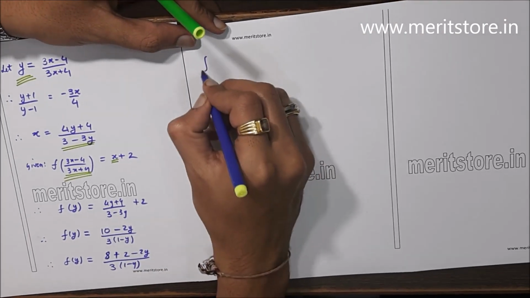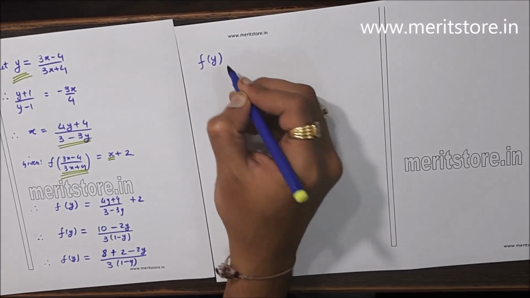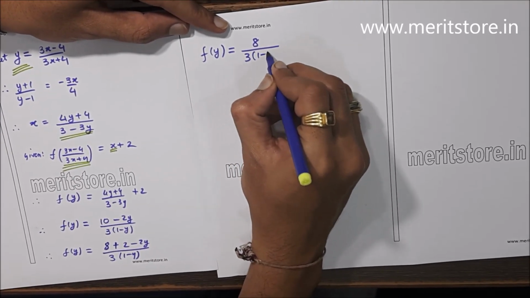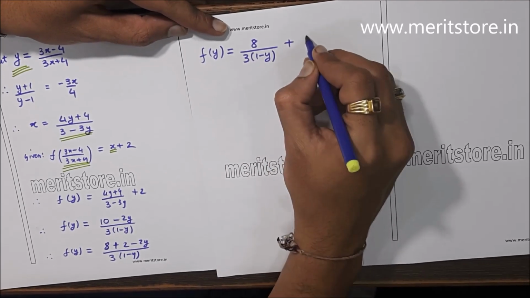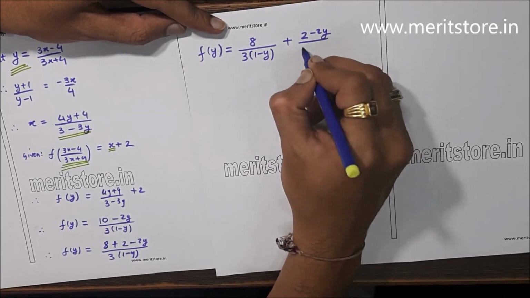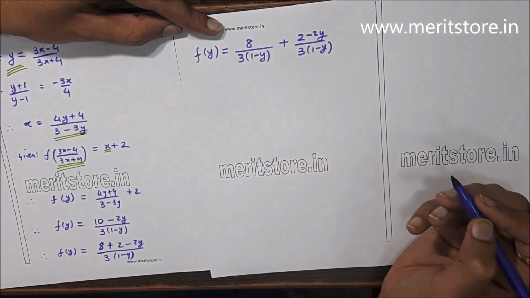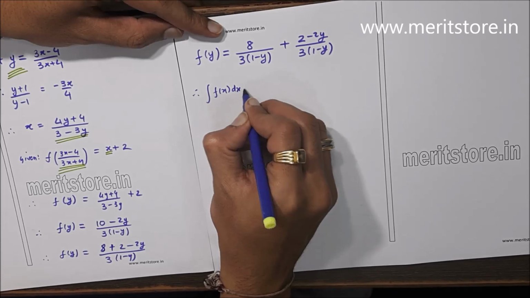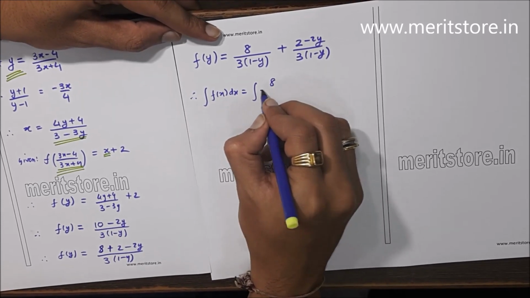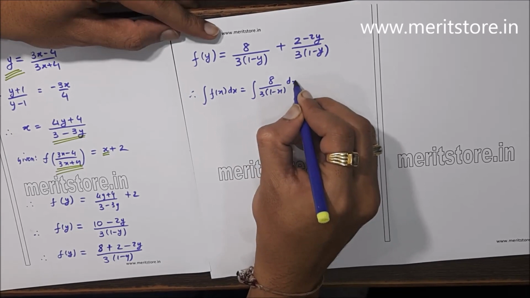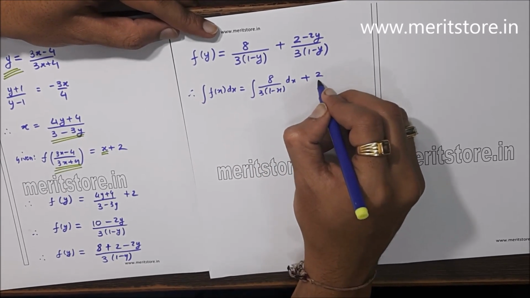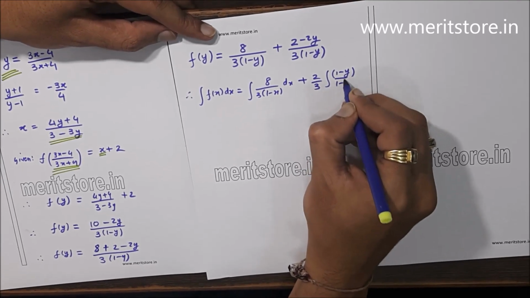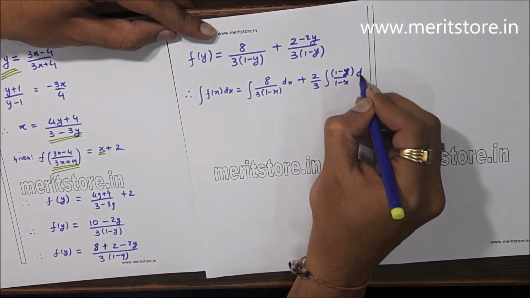Splitting the terms, I am writing my f of y as 8 upon 3 into 1 minus y plus 2 minus 2y upon 3 into 1 minus y. Integrating in terms of x, integral of f of x dx will become integral of 8 upon 3 (1 minus x) dx plus 2 upon 3 integral of (1 minus y) with (1 minus x) upon (1 minus x) dx.